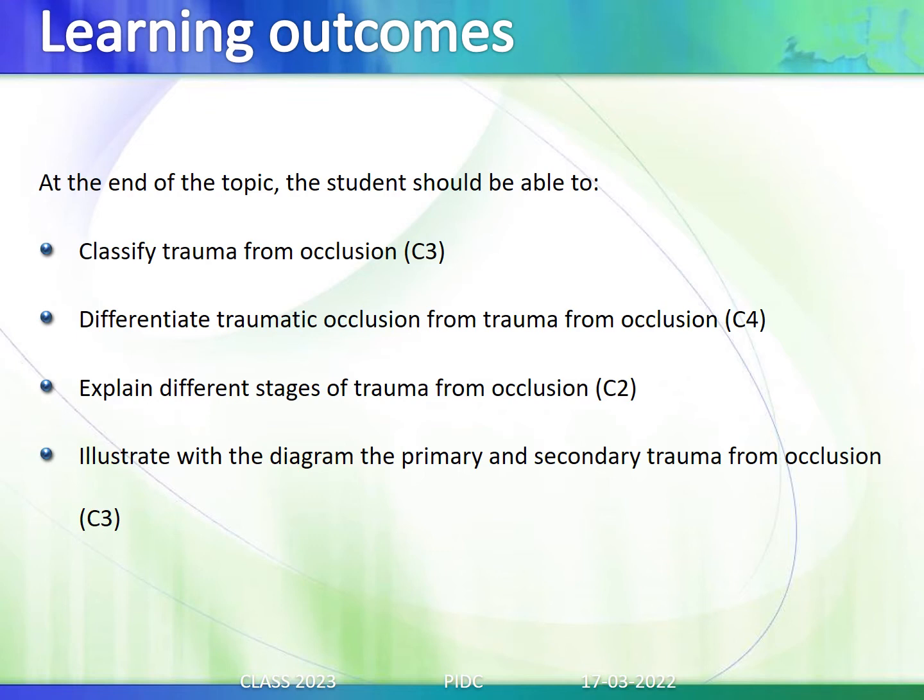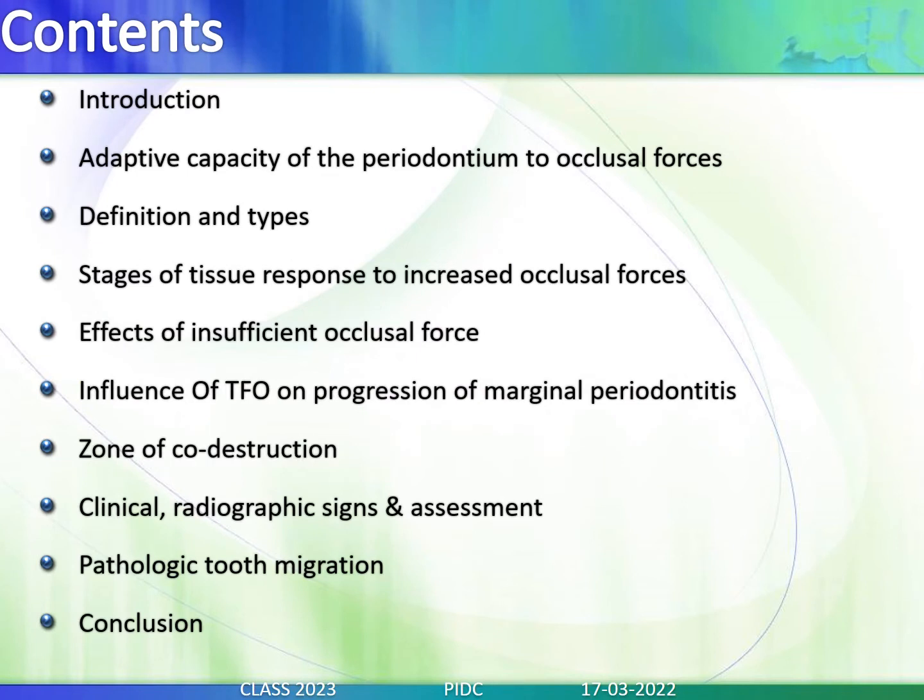Basically, differentiate them both. The contents of this class include introduction, adaptive capacity of the periodontium to occlusal forces, definition and types of trauma from occlusion, stages of tissue response to increased occlusal forces, effects of insufficient occlusal force, influence of trauma from occlusion on the progression of marginal periodontitis, zone of co-destruction, clinical and radiographic signs and assessment of trauma from occlusion, a little about pathologic tooth migration, and we'll finish with a conclusion.